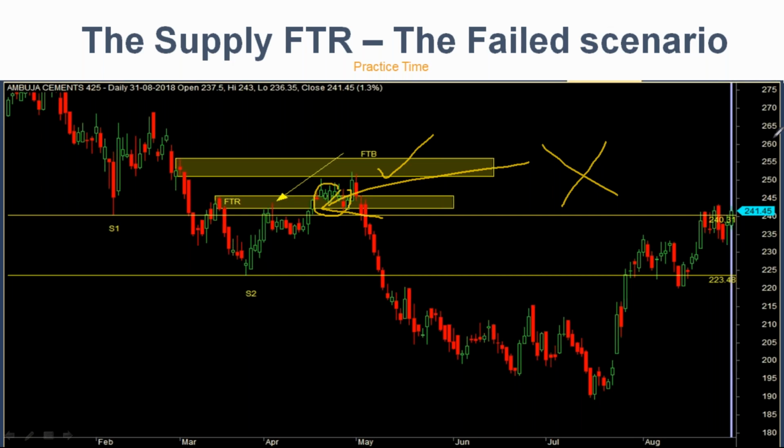So what is the moral of the story? Whenever the level below and above a power pattern is powerful, correct?